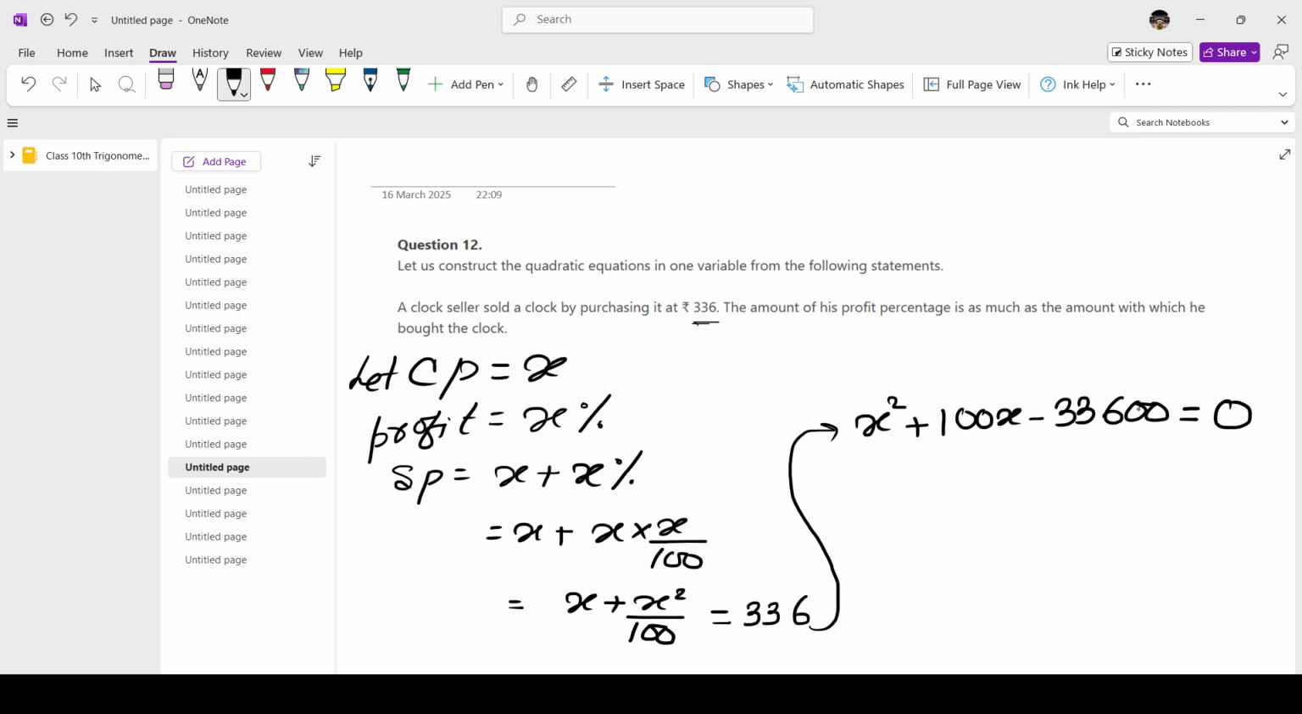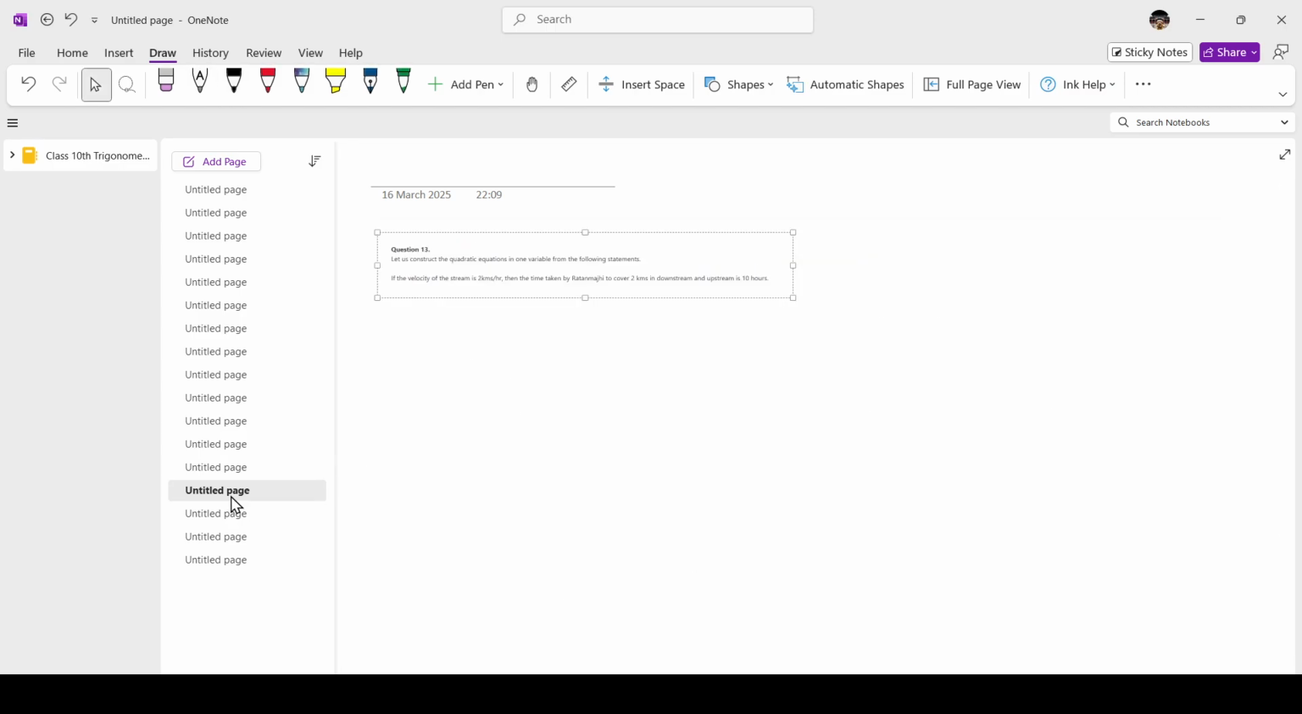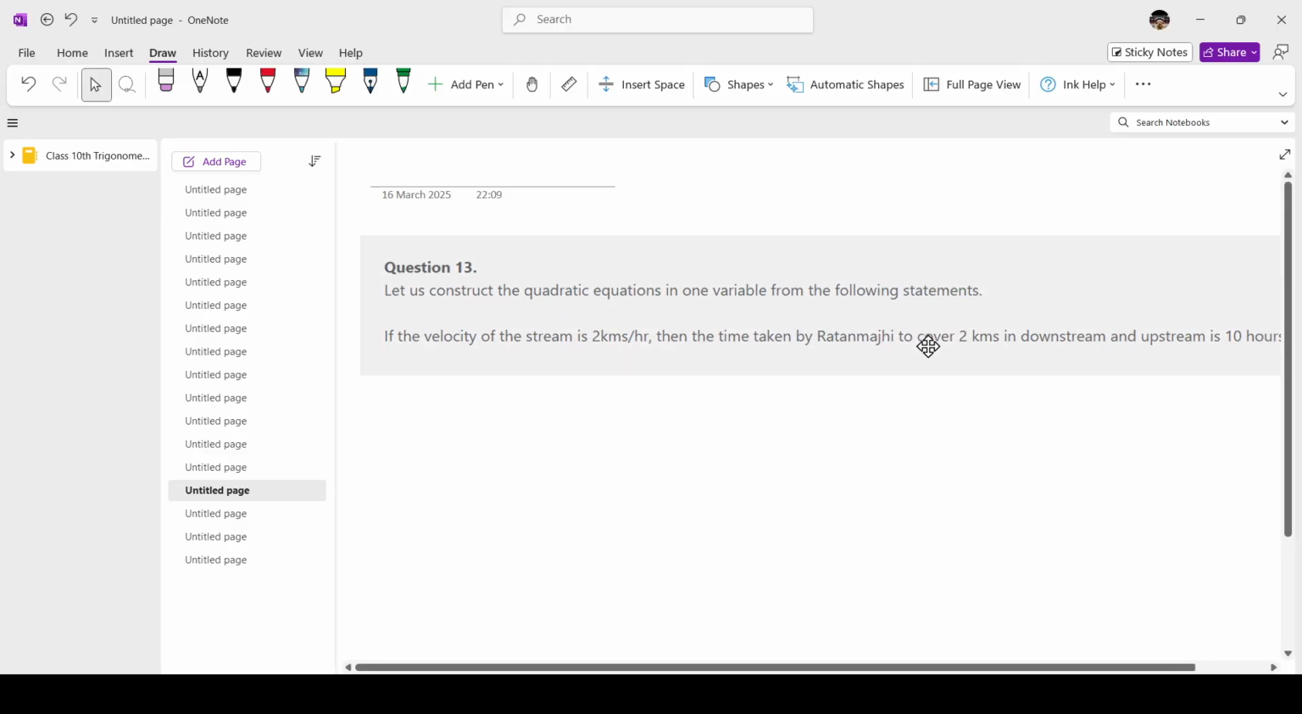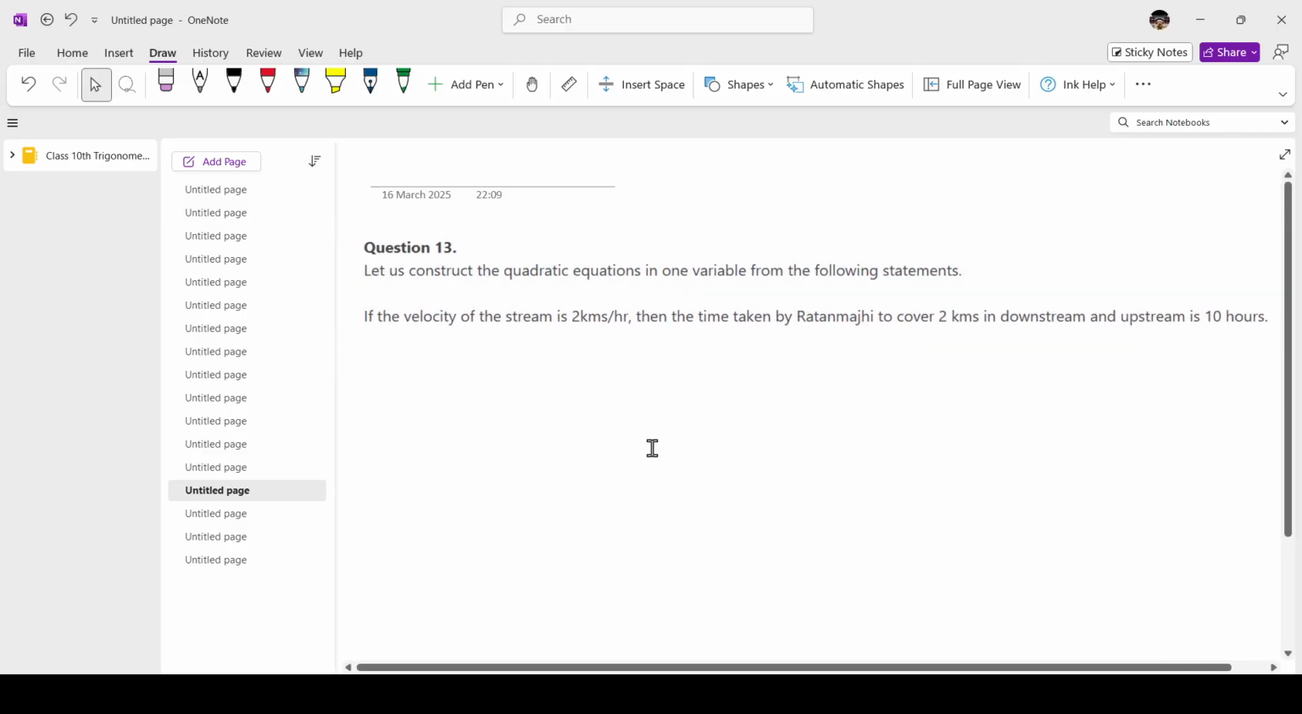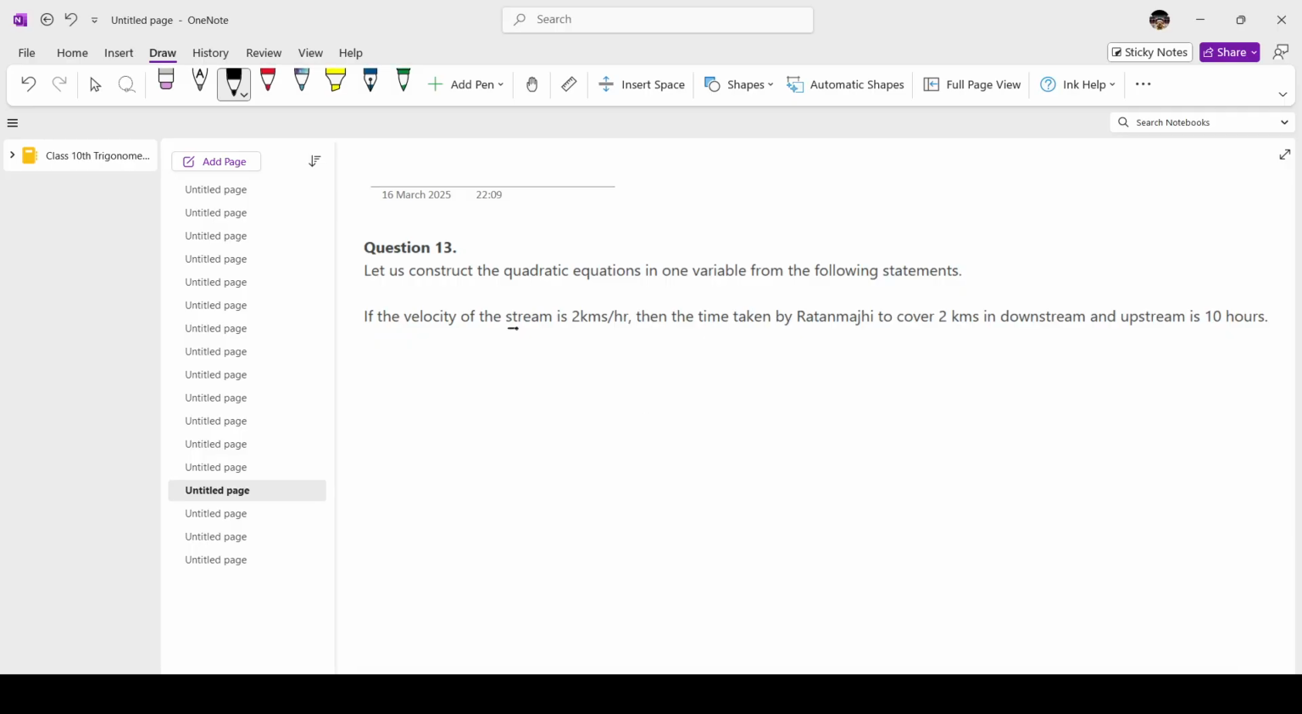So this is the equation for which we have to calculate the expression. Here the question asks about the velocity of a stream. Stream means the wave of a river or sea, and the time taken by the boat to cover 2 kilometers downstream. Downstream means moving with the velocity of the river, in the same direction.